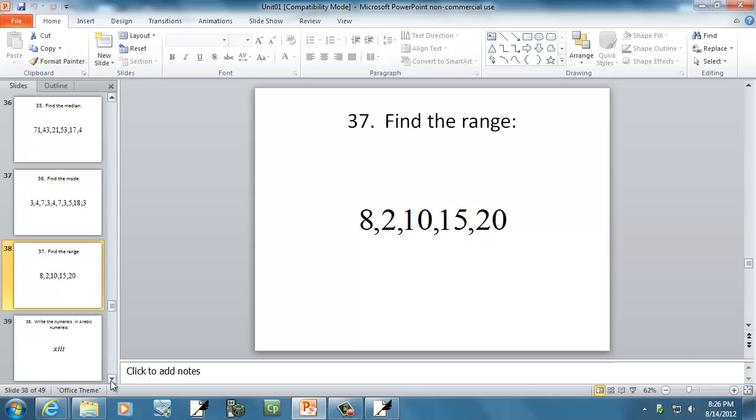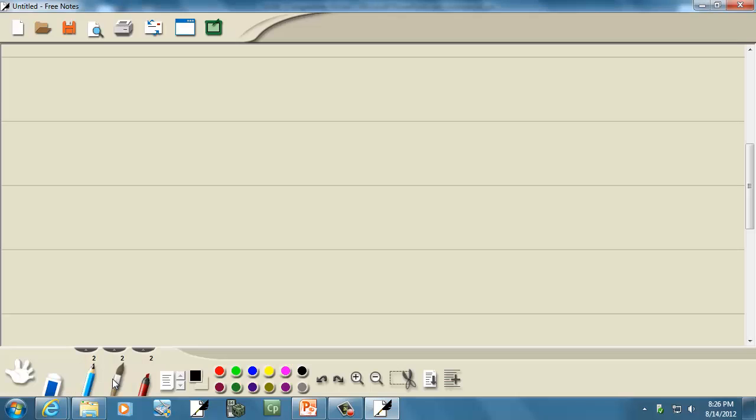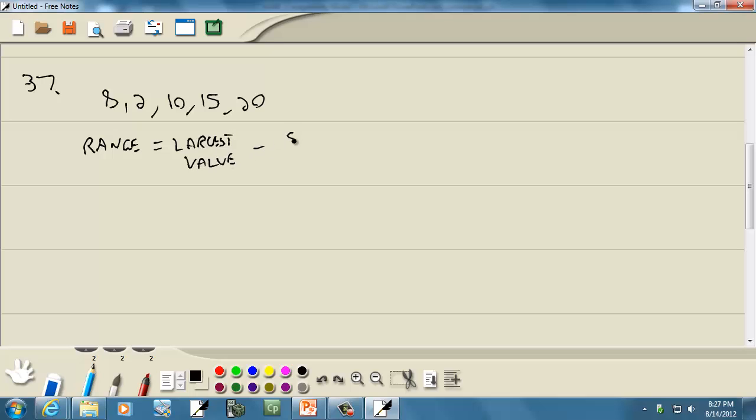Now this next one's talking about the range. And so, what was that, 37? We're given 8, 2, 10, 15, and 20. Now our range is the largest value minus our smallest value. So if I look at this one, the largest value is 20, minus our smallest value, which would be 2. So 20 minus 2 gives us 18. So our range would be 18.